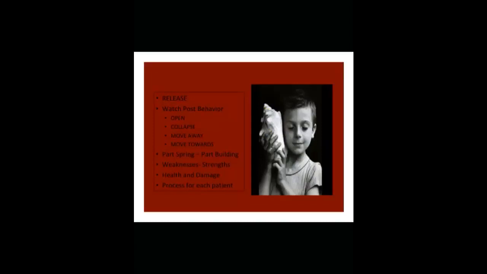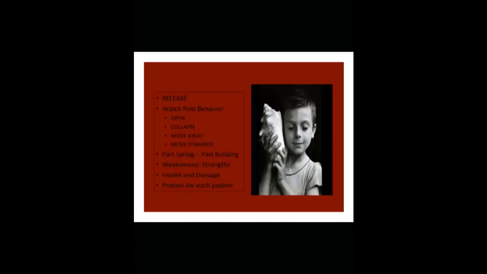So we need to be able to watch the behavior of what we do on our adjustment. Does it open, which means does the rotation open? Does it collapse, meaning what happens when we collapse something? That means we went through their good tension. The stuff that was holding them up, that the nervous system was trying to hold them up, we just knocked over. Is that a good thing? No, that's not a good thing. So we need to understand that better. That's my focus right now.